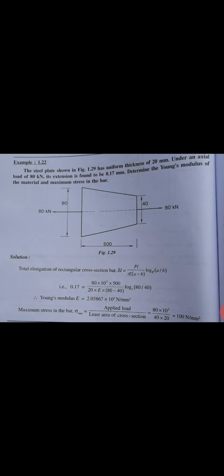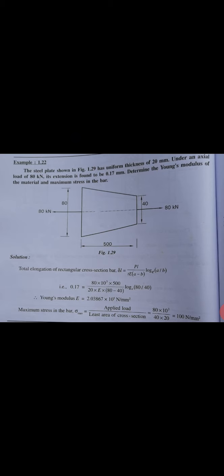So taking a small example, first one, a steel plate. It's a plate, which means it's a rectangular cross section, has uniform thickness 20 mm under the axial load of 80 kN. Its elongation is found to be 0.17 mm. Find the Young's modulus of the material and maximum stress in the bar. So the expression is already known, using the equation delta L equals PL upon T E, A minus B, ln of A by B.